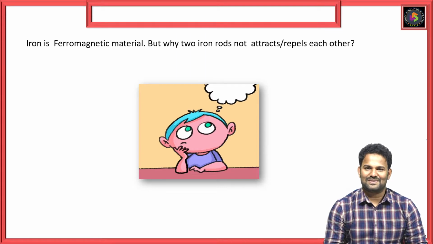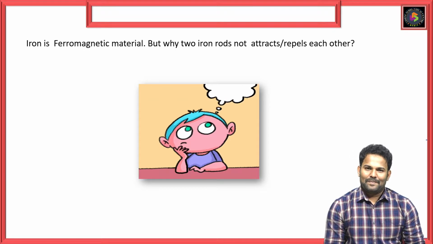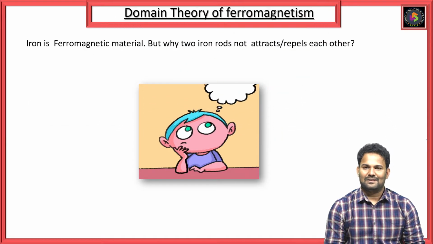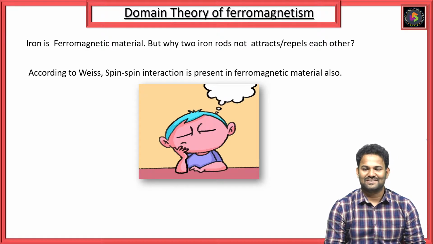Before going to the topic, I am asking one question. Iron is a ferromagnetic material, but why do two iron rods not attract or repel each other? According to the Weiss domain theory, spin-spin interaction is also present in that ferromagnetic material. But why are the two iron rods not attracted to each other? What is the reason?